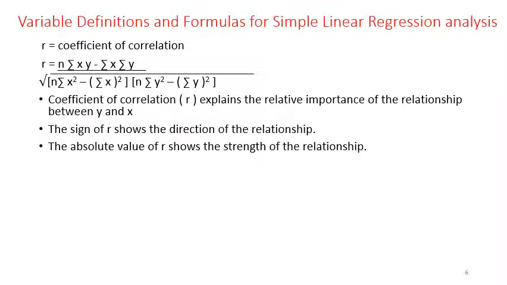The absolute value of R will show the strength of the relationship. Now the sign of R will show the direction of the relationship, that is, if x increases, does y also increase, or does y decrease on increase of x. So that is the sign, that is the direction of the relationship. What is this absolute value? R might be positive or negative, but the absolute value of R will show the strength of the relationship. We will come to know when we discuss the following points.